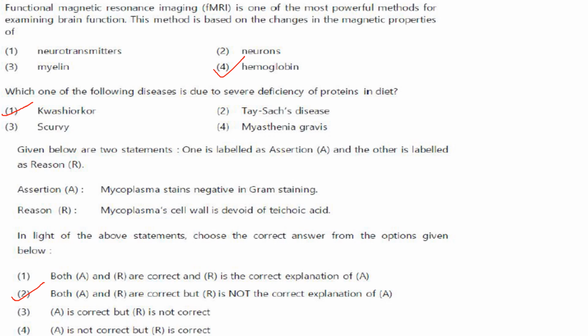Which of the following diseases is due to severe deficiency of proteins in the diet? It is kwashiorkor. Scurvy is vitamin C deficiency. Tay-Sachs disease, it is due to mutation of the HEXA gene or the hexosaminidase A gene. Then myasthenia gravis, it is an autoimmune disorder and it is caused by the production of self-antibodies that block the receptors of acetylcholine.